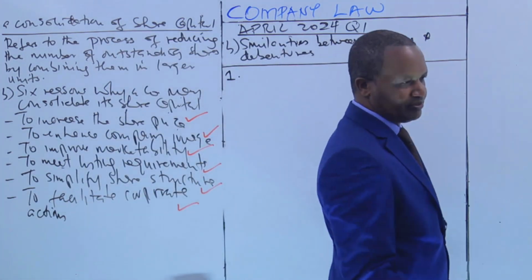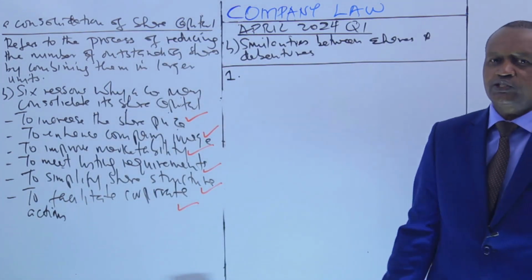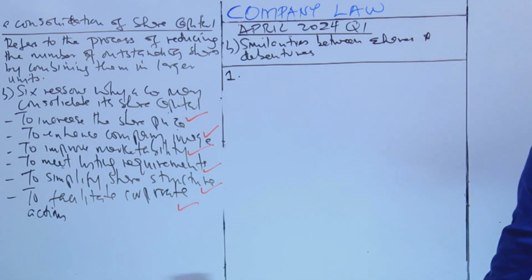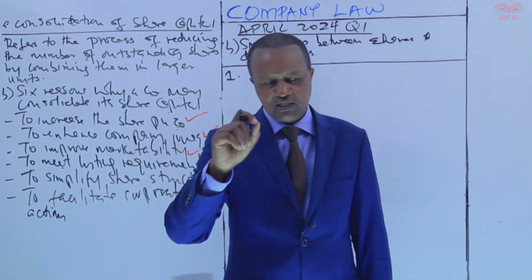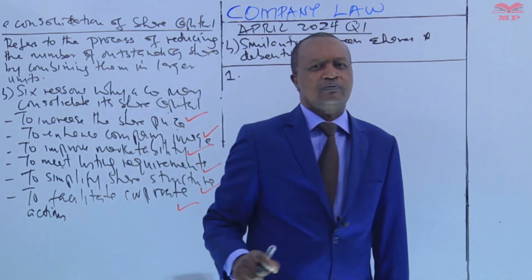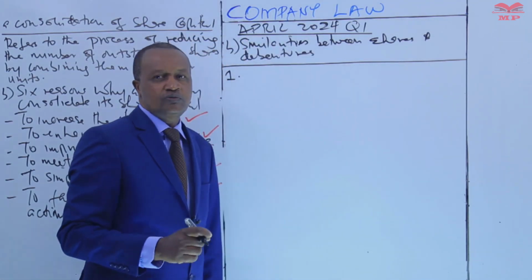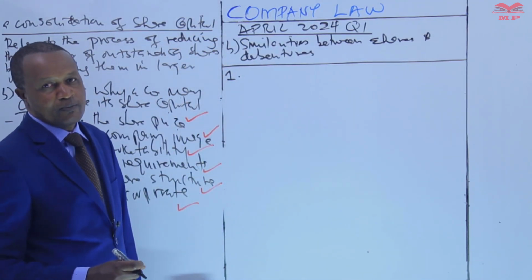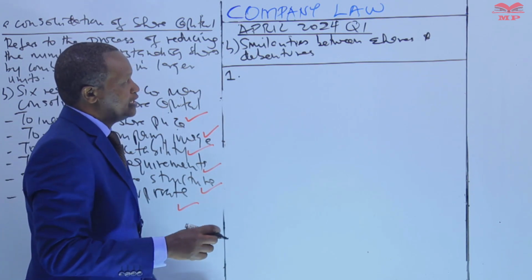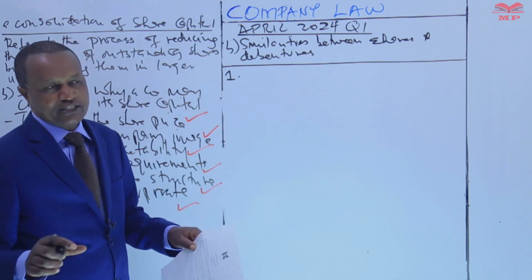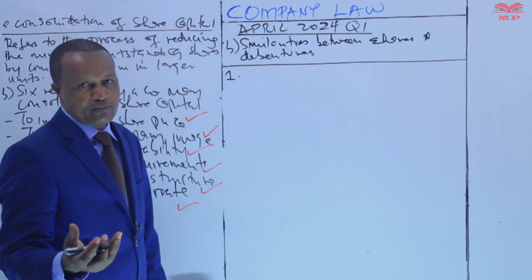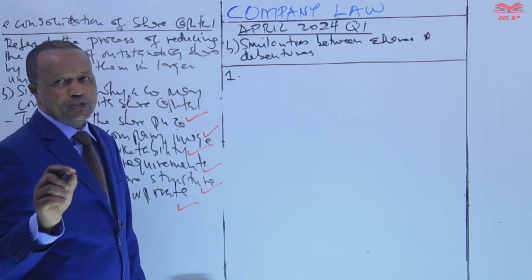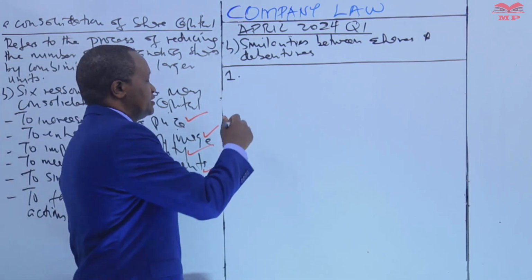One basis can be definition. You can distinguish the two by defining them. Like these two, candidates, these are long-term sources of capital. One similarity can be on the basis of the source. Both are sources of long-term finance.